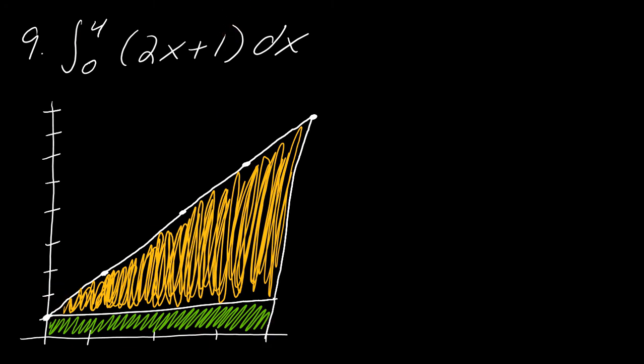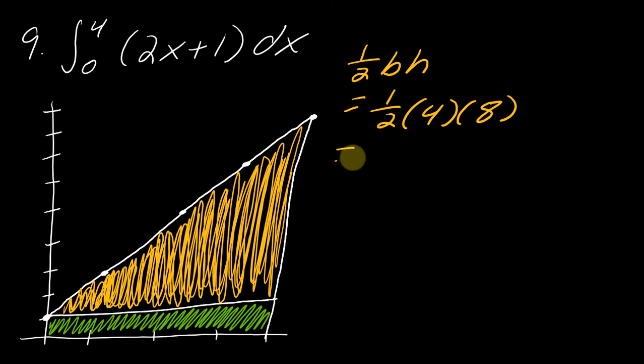So now if I want to figure this out, so let's see, the gold triangle here, this is 1/2 base times height. So this is a base of 1, 2, 3, 4, and this is a height of, let's see, I go up 1, 2, 3, 4, 5, 6, 7, 8. Yeah, I go up 8. So this is going to be 1/2 times 4 times 8. So that comes out to 16.